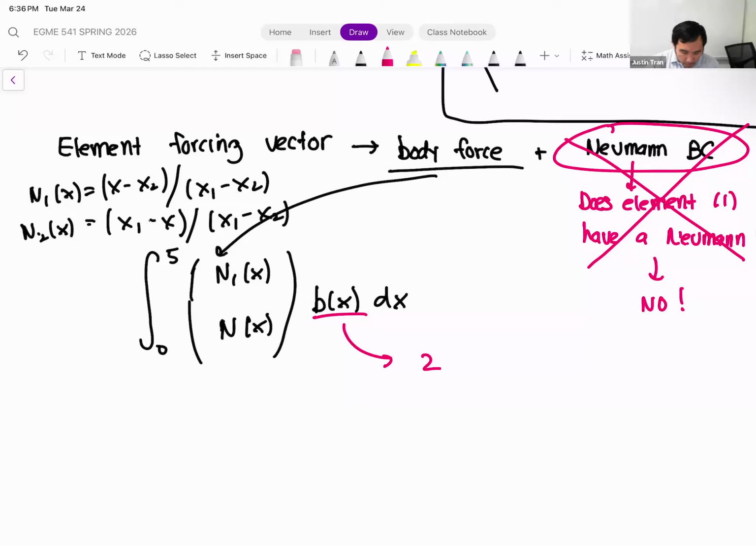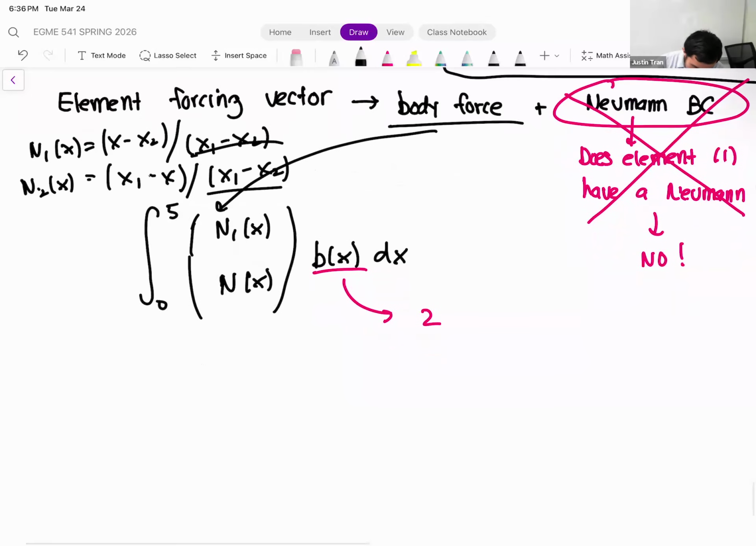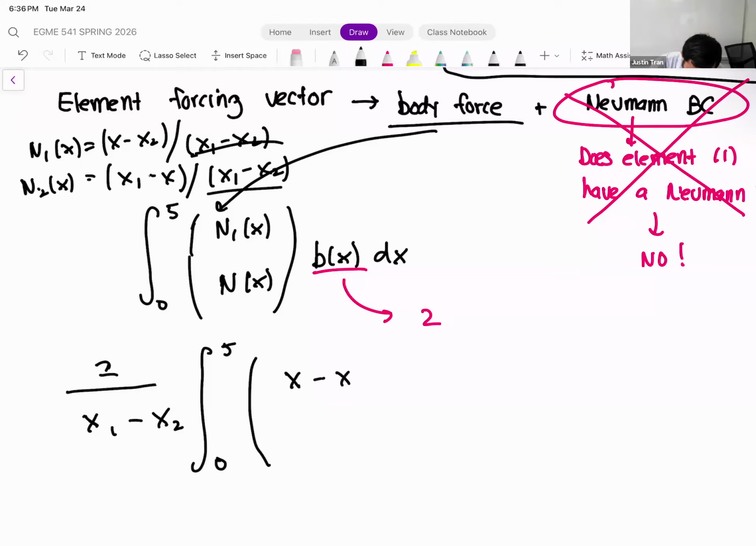Okay, so let's go ahead and plug in for all of those expressions there. And let's make note that both N1 and N2 have a 1 over x1 minus x2. So I'm just going to pull that out of the integral as well. Okay, so we go ahead and plug in for that. We have 2 divided by x1 minus x2, integral from 0 to 5 of x minus x2 and x1 minus x dx.